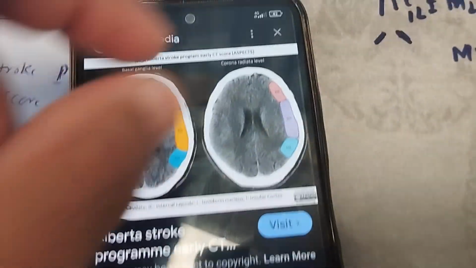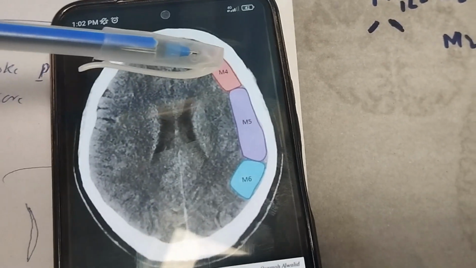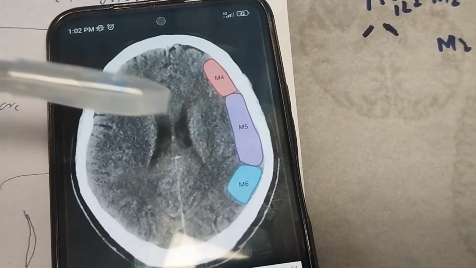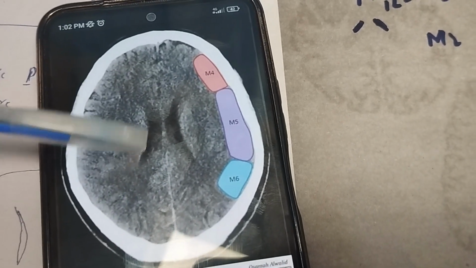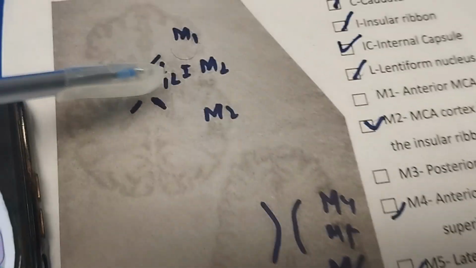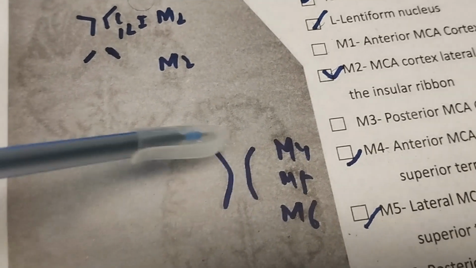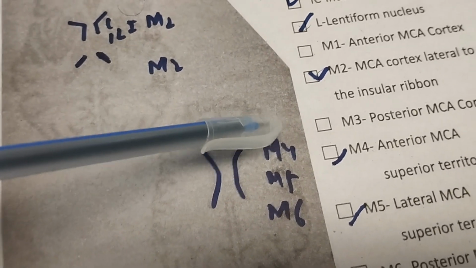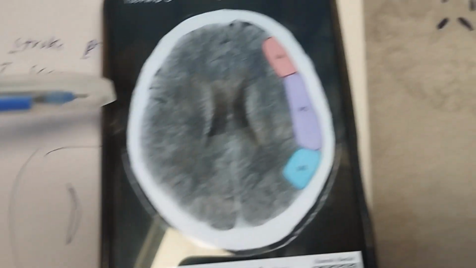Now for another picture we are going to see M4, M5 and M6. They will be at the level of the full lateral ventricle. You can see here this black is CSF, and you can see the full lateral ventricle. Here there was discontinuation, but here it is continuous. When you see the lateral ventricle fully, at that level you have to look for M4, M5 and M6. Okay, now let's find it on the CT brain.